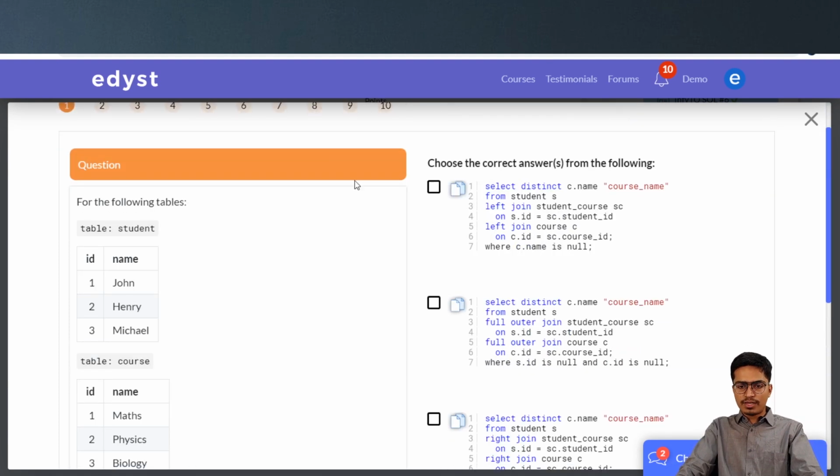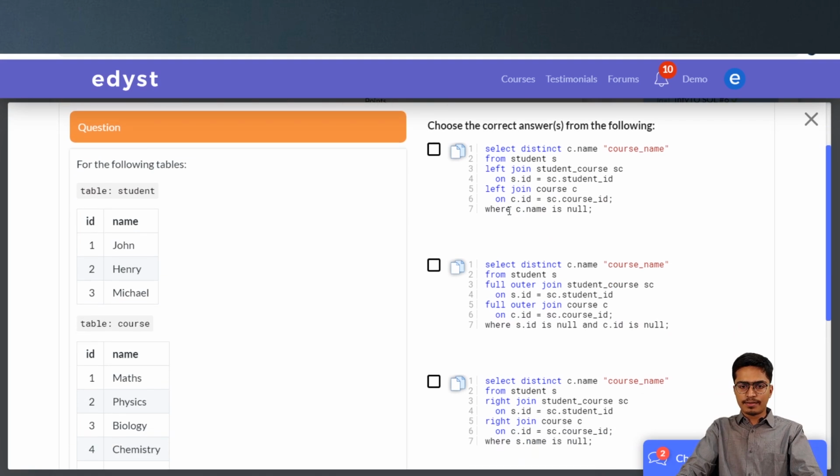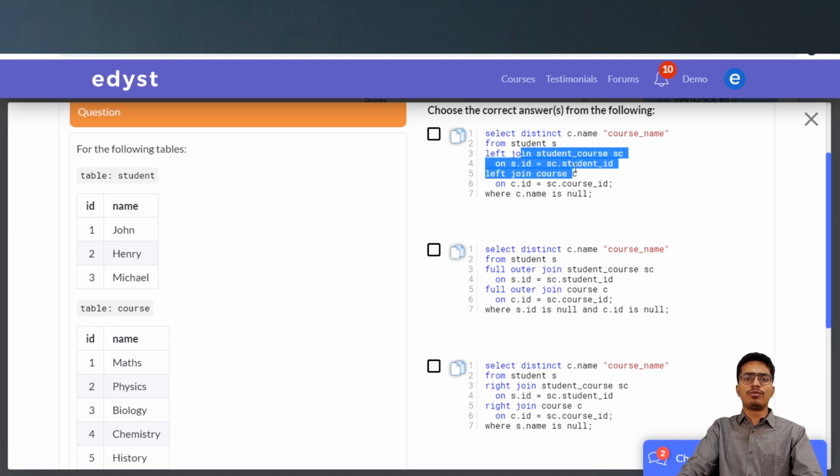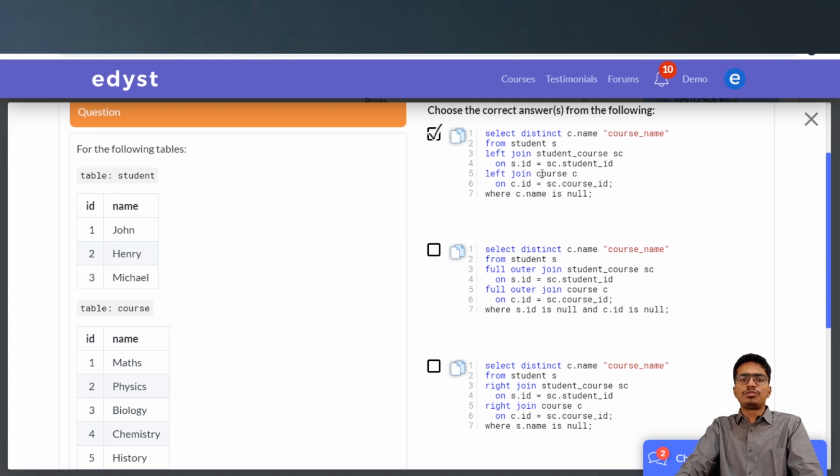So let's just quickly go through this. Here we're selecting student, and we're trying to do a left join on student course, and then a left join on course. This is clearly not going to give us the answer, because since course is on the left, only those courses will come that will find a match in student ID, course ID. The course that no student has taken will not come as part of this.